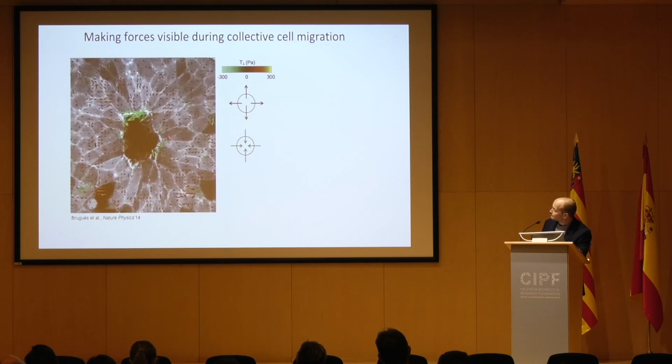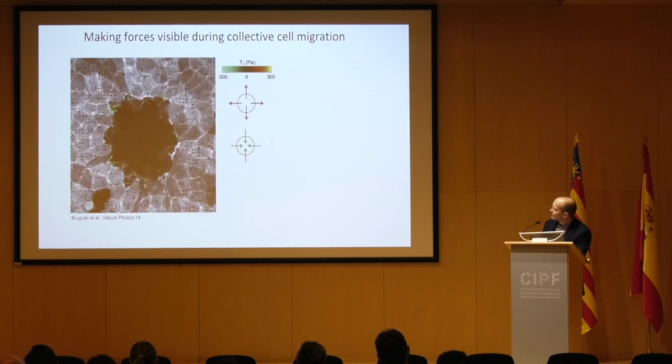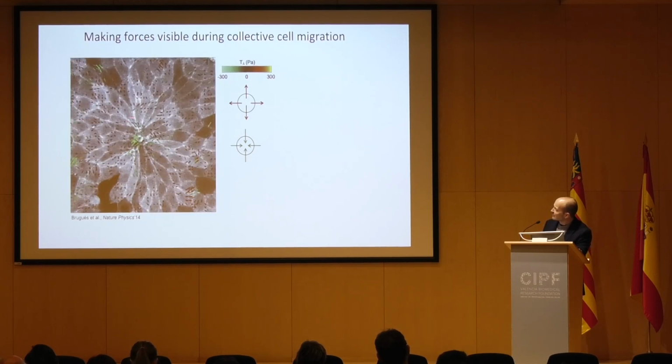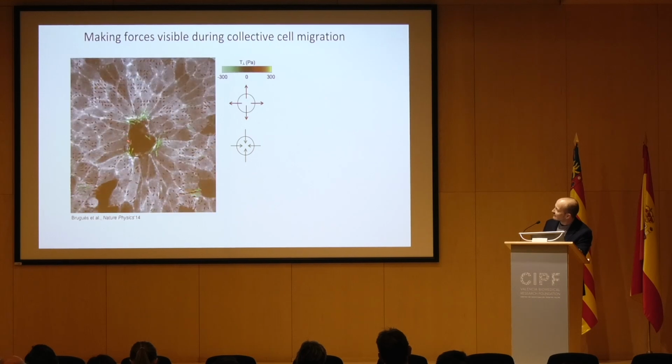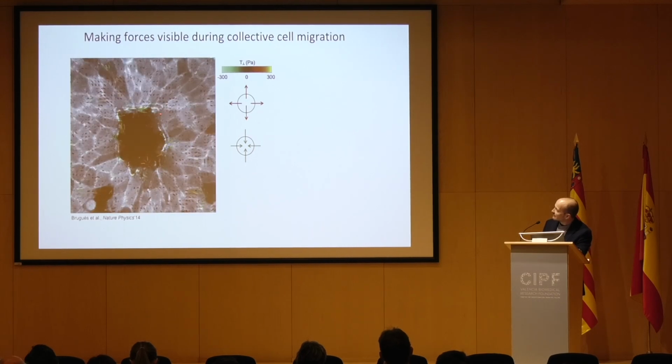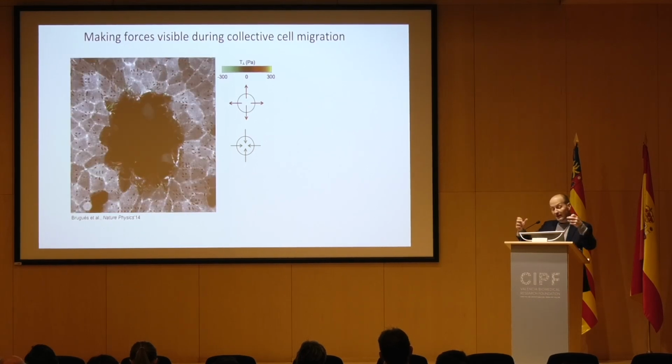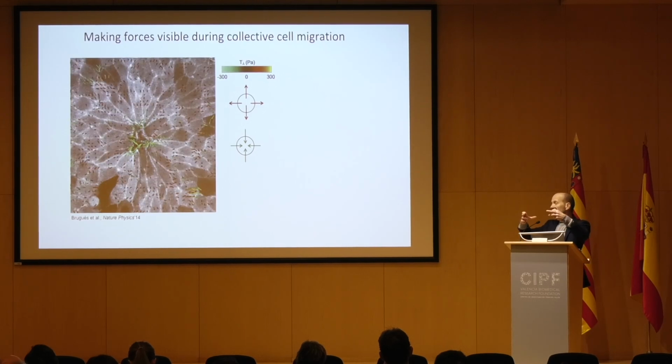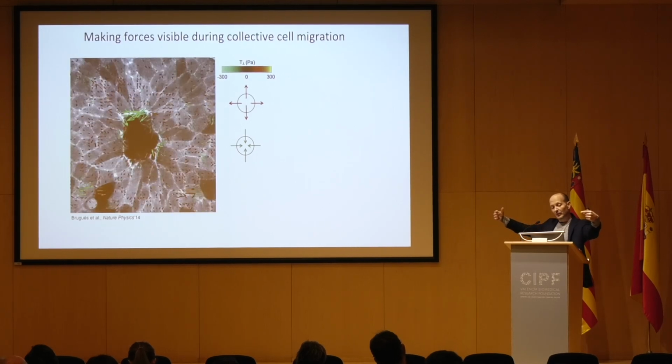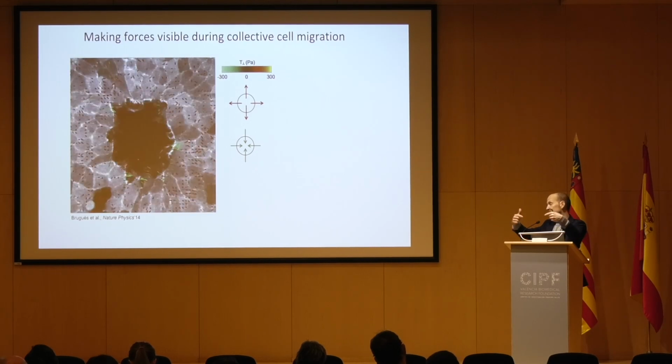By contrast, the green forces are contractile forces. They are generated by this accumulation of actin lining this gap. And this accumulation of actin and myosin leads to a contractility that drags the monolayer and results in forces that are pointing towards the gap.